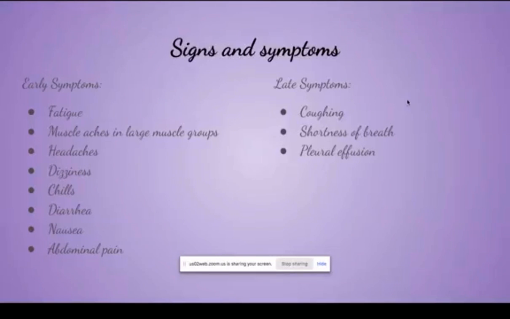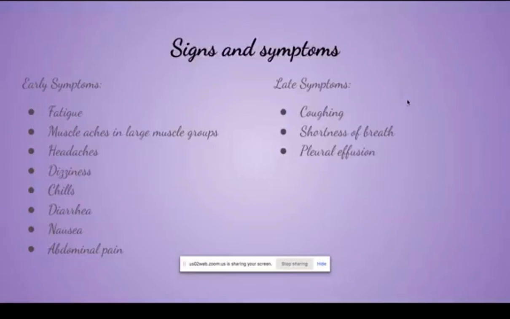Some other symptoms might be headaches, dizziness, chills, nausea, diarrhea, and abdominal pain. These symptoms are experienced by half of the Hantavirus pulmonary syndrome patients. So late symptoms appear about 4 to 10 days after the initial phase of the disease.